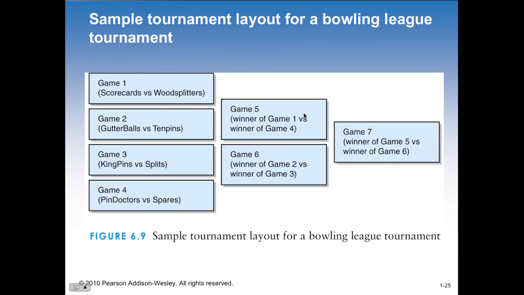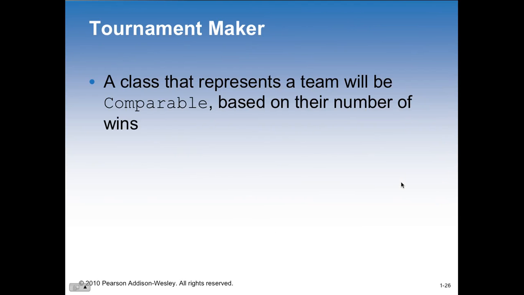And a sample tournament layout for the bowling league tournament might look like this. We have game number 1, the Scorecards versus the Win Splitters. That's the 10 and the 2 team, so they got matched up. And then Gutter Balls and the 10 Pins and the King Pins and the Splits, and you can follow through the rest of it. So basically it's the layout for how you're going to match the teams up. And it looks like we got 7 games going on here in terms of our tournament.